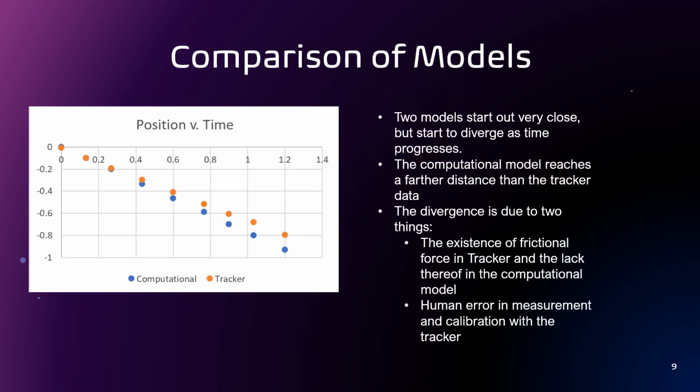Here's a graph of the tracker and computational model data. The two models start out very close but start to diverge as time progresses. The computational model reaches a farther distance at 1.2 seconds than the tracker does. And this is due to two things: the existence of frictional force in tracker and the lack thereof in the computational model, because I ignore friction in the computation, but in real life, in real motion, there is friction. And of course, human error in measurement and calibration can affect this.